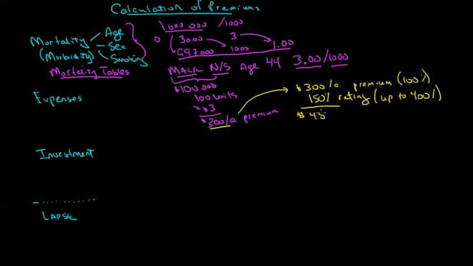So this person, instead of paying a $300 premium, is now paying a $450 premium, and that's just for their mortality costs. Or this is what we might refer to as the cost of insurance. That is, what does it actually cost to buy the insurance in this case?